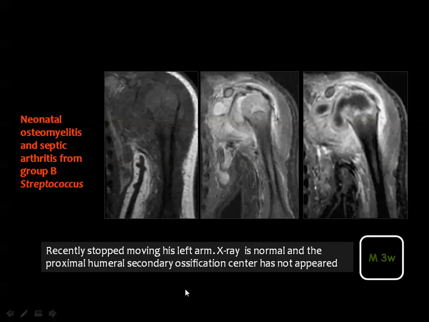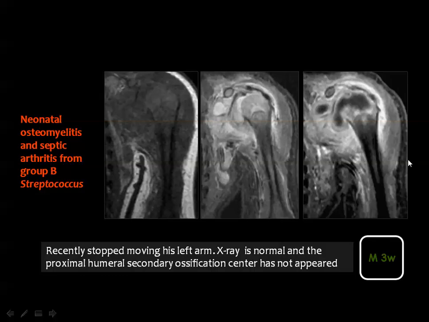Also here, you see this neonate presented with osteomyelitis and septic arthritis of the shoulder. You've got this MRI T1, and this is T2, and this is T1 post contrast. You can see there is diffuse soft tissue swelling and bone marrow edema of the proximal part of the humerus. And in the T2 weighted image, there is a diffuse increase in the signal due to the inflammatory water content.